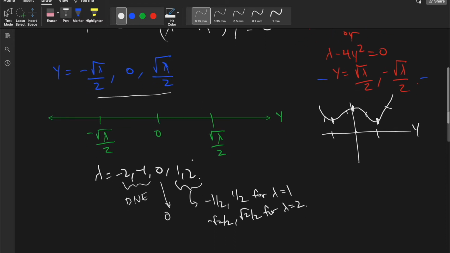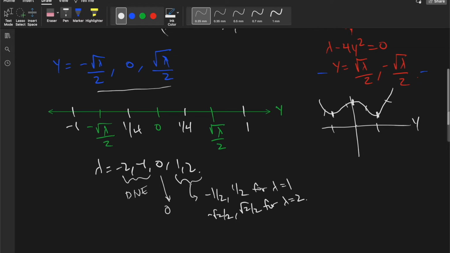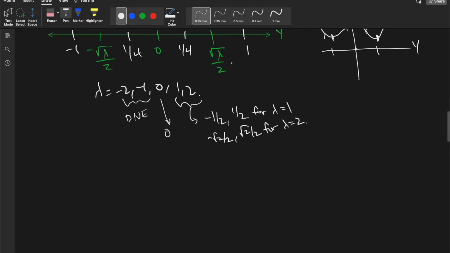Here we can choose negative 1 and 1, because our most far out critical points are these two, and root 2 over 2 is less than 1, and the same for negative root 2 over 2. And similarly here, we can choose 1/4. That makes sure that we're closer than these two critical points even for lambda equals 1. Now we have to plug in these values.